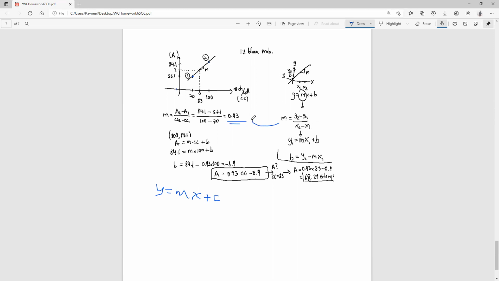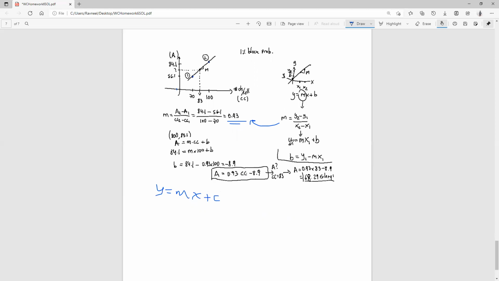So you can see that in this case, our y-axis is represented by a, and our x-axis is represented by cc. In an ordinary mathematical equation, m is given by y2 minus y1 upon x2 minus x1. Since y is represented by a and x by cc, we rewrite the equation in terms of these, and solving for m, we get 0.93.